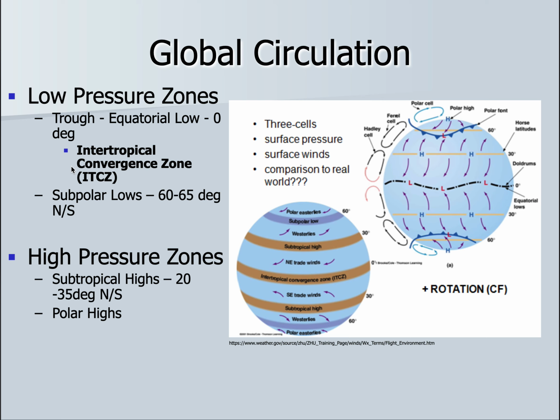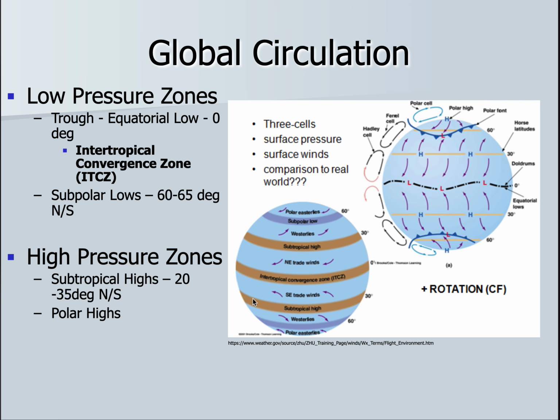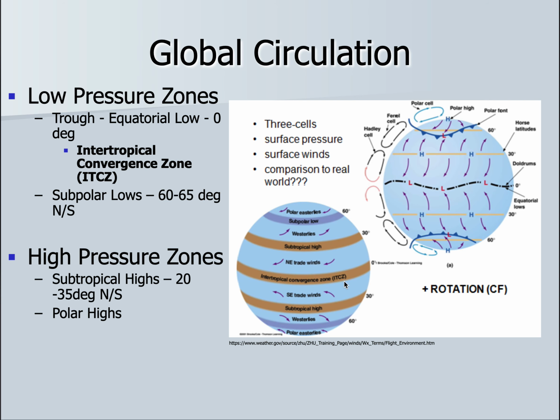So our first low pressure cell, which comes in around 0 degrees latitude, is the equatorial low, also known as the equatorial trough. And that trough occurs in the middle of something called the intertropical convergence zone, the ITCZ. For those of you who are from the Commonwealth, ITCZ. I sometimes still call it Z. So ITCZ is the intertropical convergence zone.